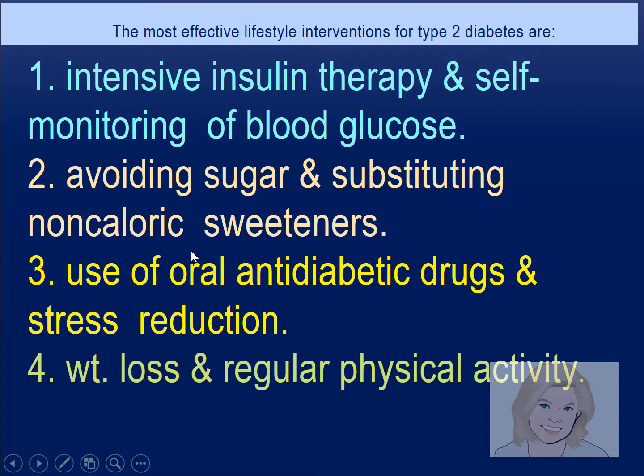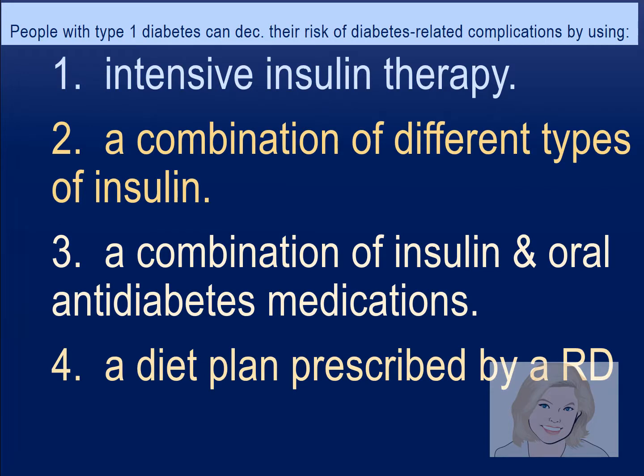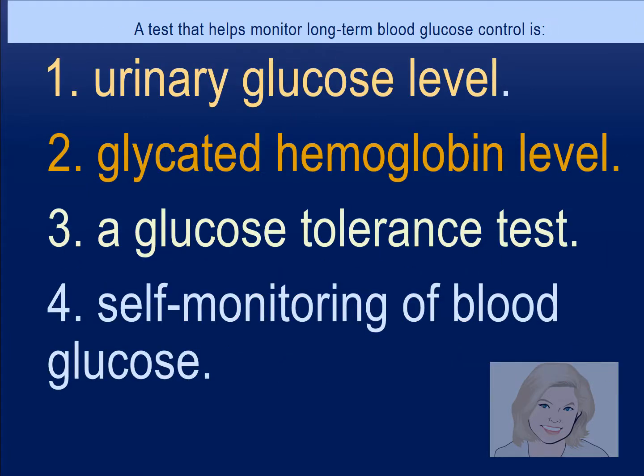So we're looking at our questions that'll help you get ready. The most effective lifestyle interventions for type 2 diabetes are intensive insulin therapy, self-monitoring, avoiding sugar, substituting non-caloric sweeteners, using oral diabetic drugs or stress reduction, or weight loss and regular physical activity. Number 4. Normal range for blood sugar, 1, 2, 3, or 4. 3. People with type 1 diabetes can reduce their risk of diabetes-related complications using intensive insulin therapy, combination of different insulin, combination of insulin oral hypoglycemic agents, or a diet plan. Type 1, intensive insulin therapy, kind of code word for pump. What is the test that tells me what our patient's long-term blood sugar 2 to 3 months has been? Is it 1, 2, 3, or 4? 2, glycosylated hemoglobin.